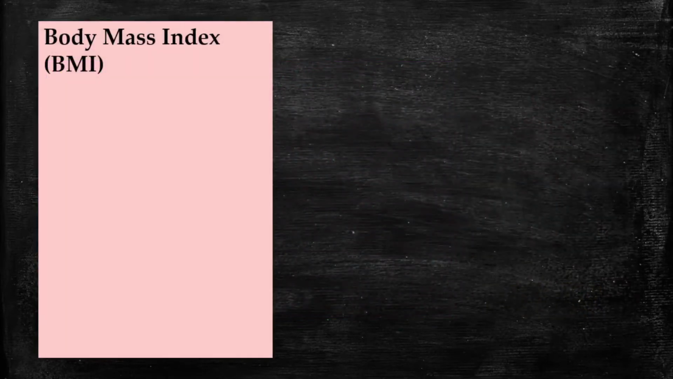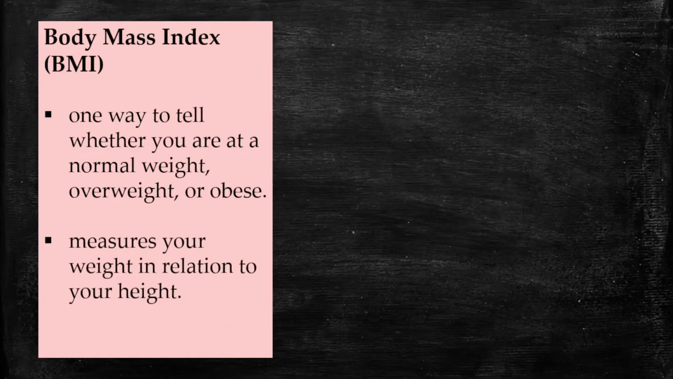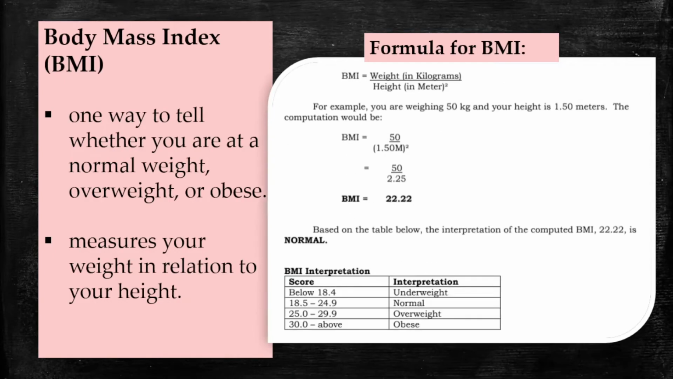So, body mass index daw or the BMI is one way to tell whether you are at a normal weight, overweight, or obese. It measures your weight in relation to your height. So, the formula for BMI or the body mass index, you need to have your weight in kilograms divided by your height in meters squared. Okay? You need to multiply it by itself. I mean, kung ang nakuha nyo pong height 1.50, you need to multiply it by 1.50 also.